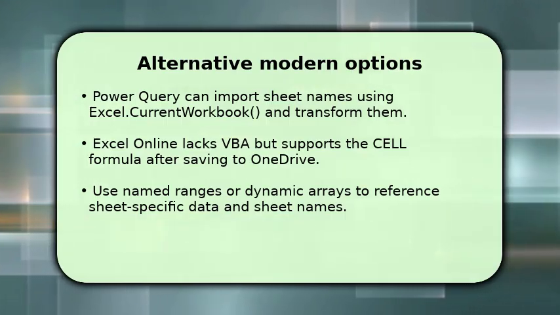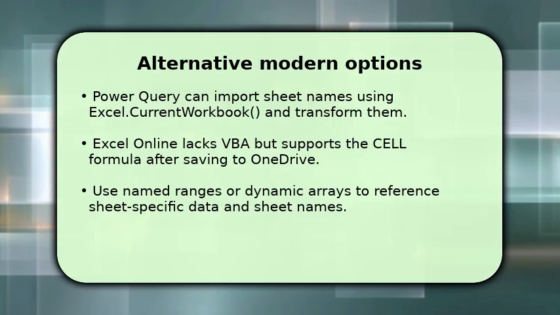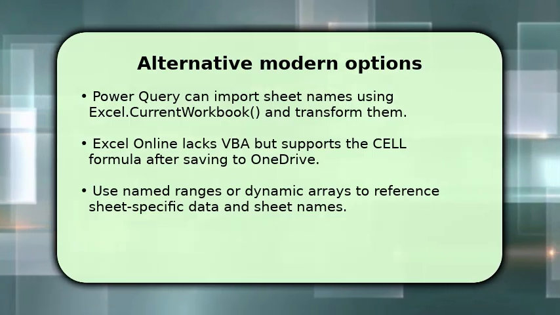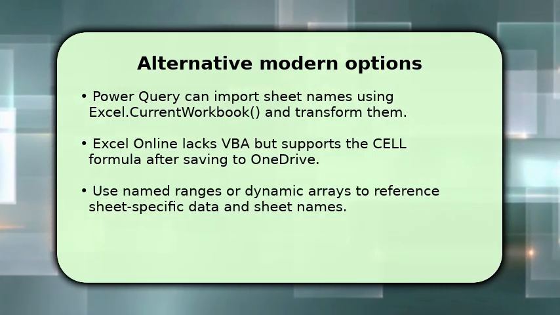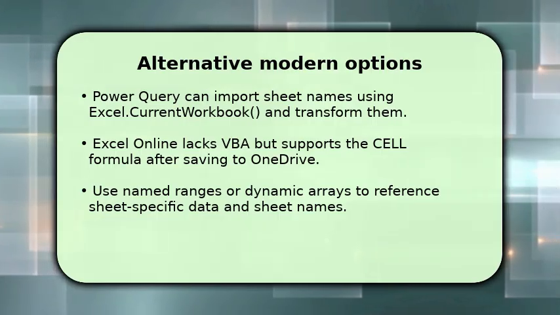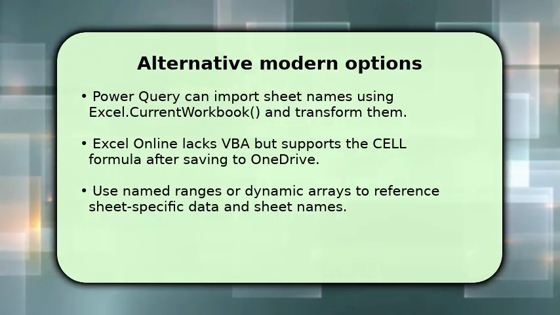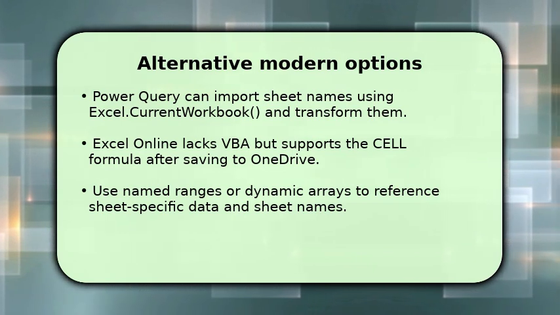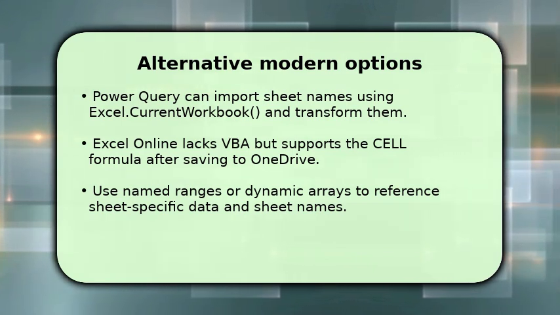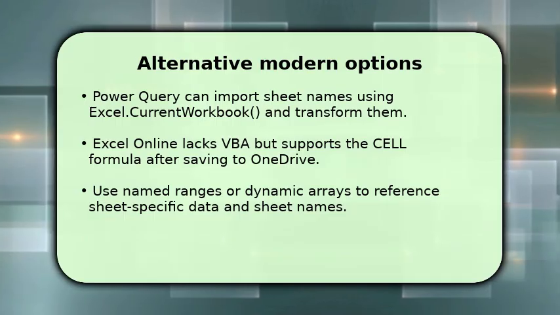Excel Online does not support VBA, but it supports the =CELL("filename",A1) approach after saving to OneDrive. For dynamic references, create named ranges or use dynamic array formulas to pull data based on sheet names. These approaches help when consolidating many sheets or when VBA is unavailable.